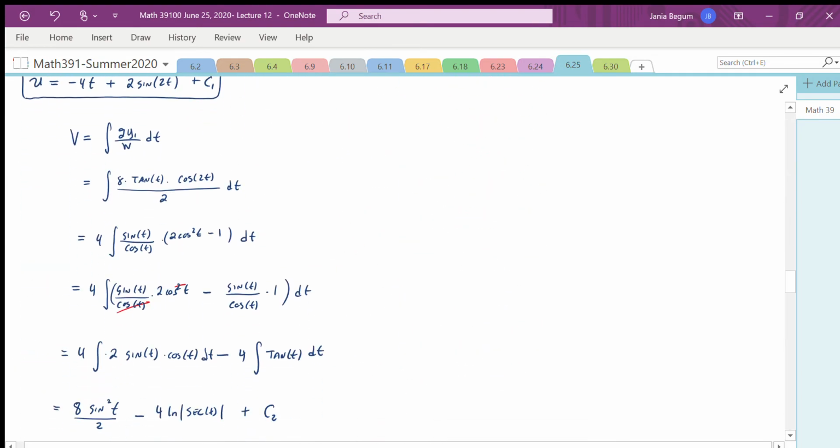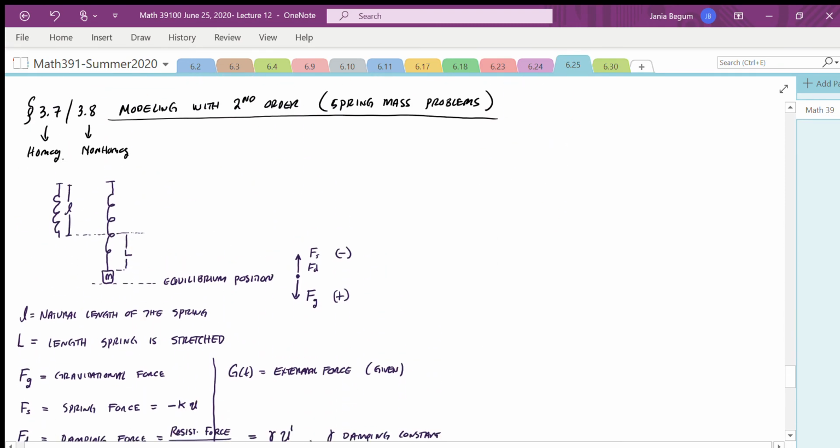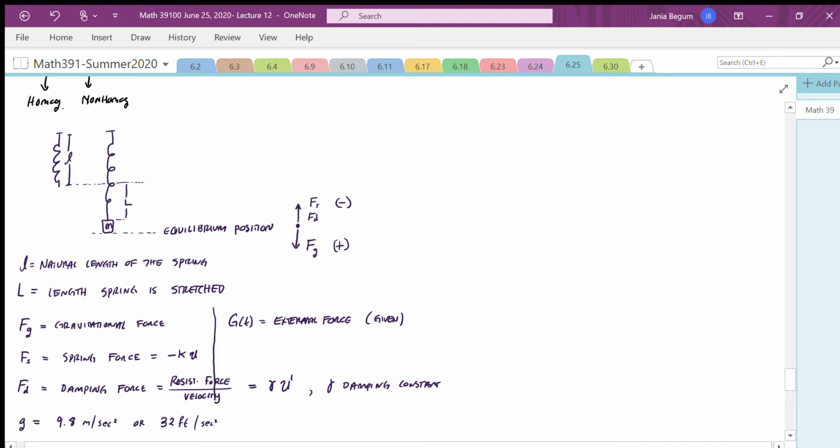So we derived the formula for a spring problem last class. So I'm just gonna briefly go over that. Here we're gonna do 3.7 and 3.8 together, because 3.7 is just setting up the spring problem homogeneous, meaning there is no external force, and 3.8 is when we start adding external force to it. So we have a spring of natural length L, and we add a mass to it, so it stretches the spring some length of big L. So big L represents the length the spring is stretched.